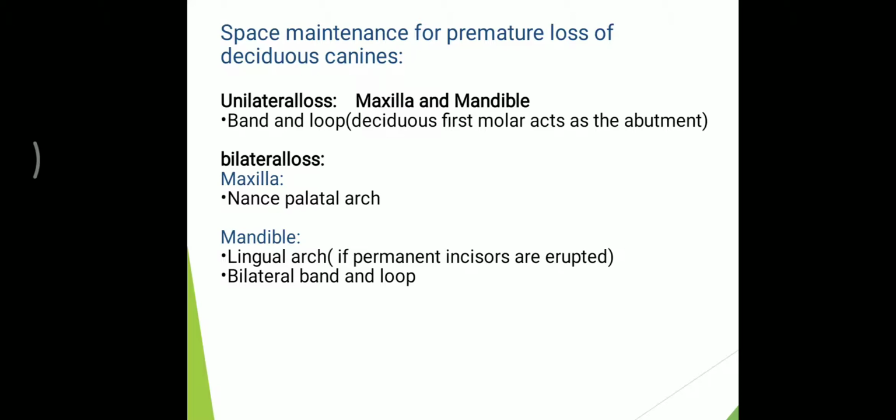And let's see about the space maintenance for the premature loss of deciduous canines. In case of unilateral loss for the maxilla and mandible, it's band and loop, and deciduous first molar acts as the abutment. For bilateral loss, in case of maxilla, it's Nance palatal arch, and for mandible, it's lingual arch if permanent incisors are erupted, and bilateral band and loop.